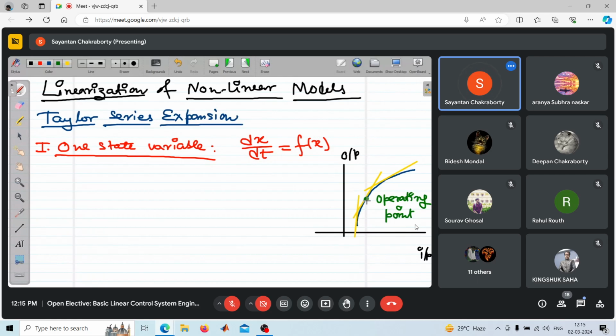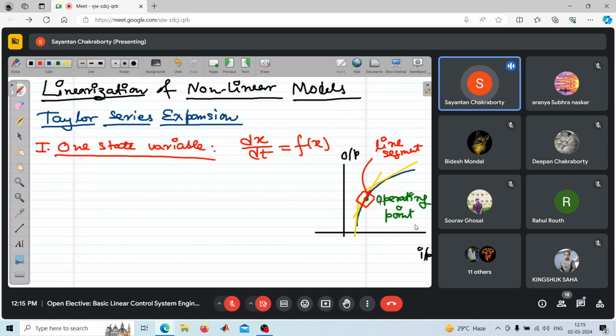Say over here. So if we consider a very narrow region around this operating point, say this region, within this region we can approximate this blue curve by this straight line segment. This is called piecewise linearization about an operating point. Now, what is the basic concept?